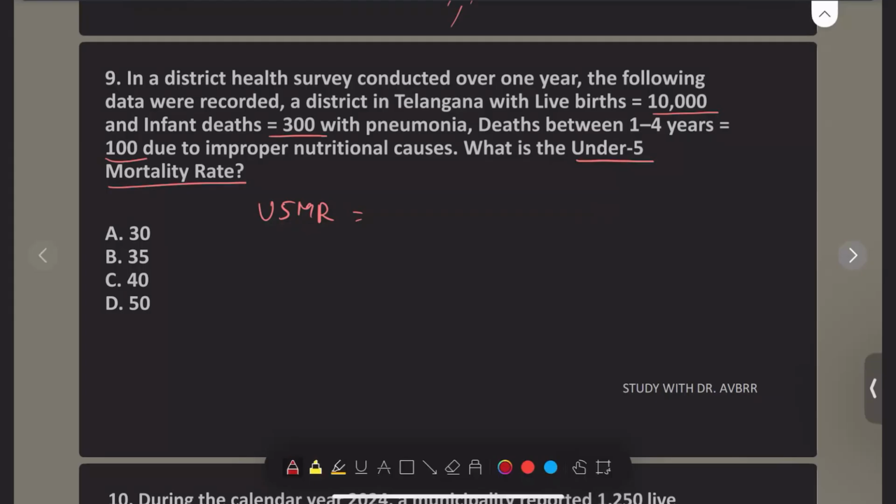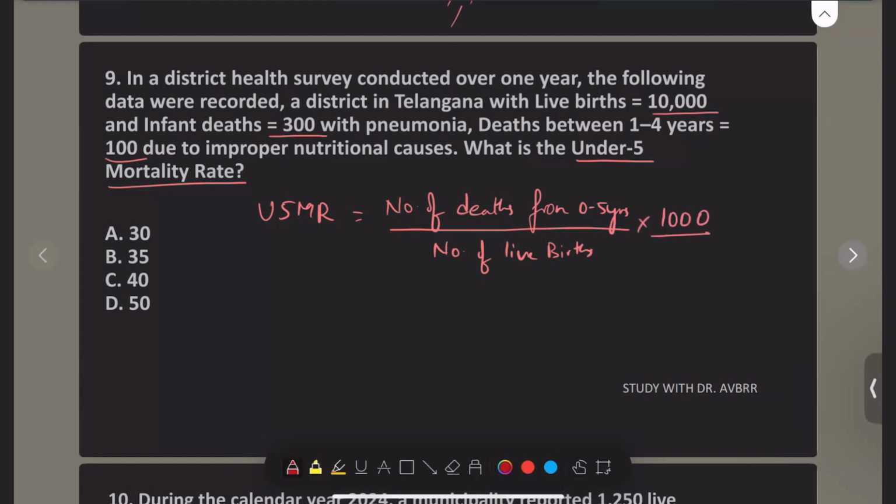Okay, let's write down the formula first. Number of deaths from 0 to 5 years by number of live births per 1,000. I told you this is the standard number, 1,000. So number of deaths from 0 to 5 years. So we need the value for this.